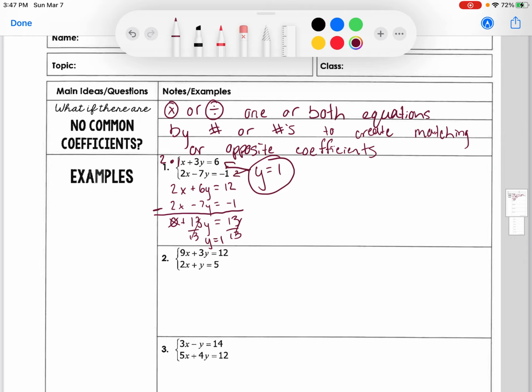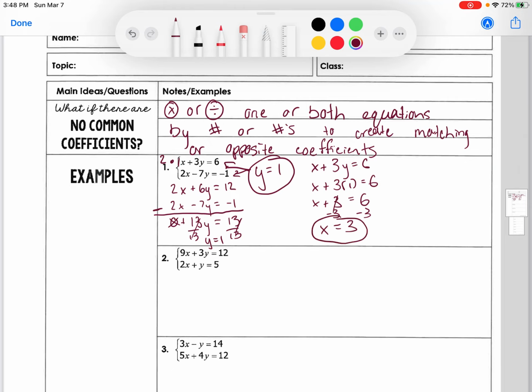Y equals 1. Now we have to plug that in to one of these equations. I'm going to plug it into the top one. So I'm going to say x plus 3y equals 6. Now I'm going to plug in that 1 for y. So x plus 3 times 1 equals 6. X plus 3 equals 6.